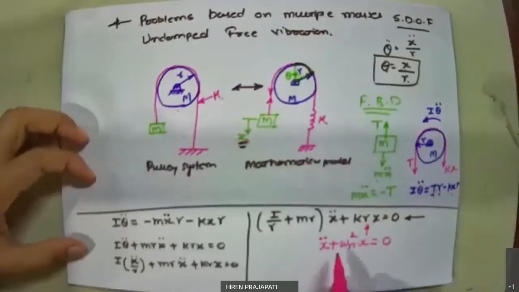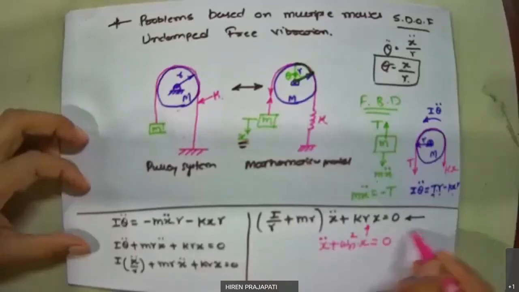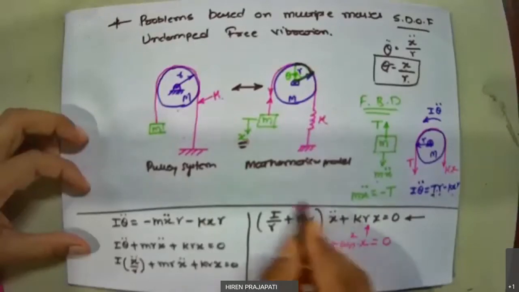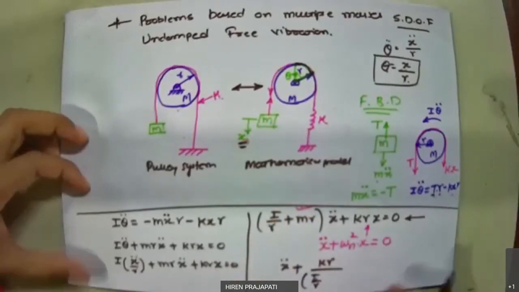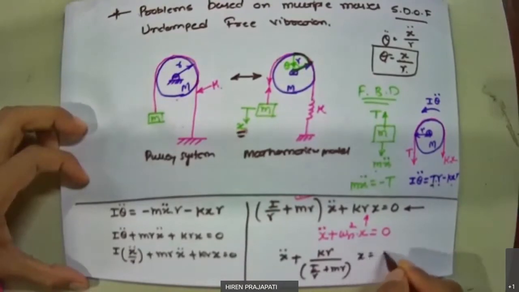Now we want to write this equation in simple harmonic motion form. So as per the simple harmonic motion equation, the coefficient of acceleration is 1. Now here, this is a whole bracket, so what do we need to do? We need to divide this entire equation by this bracket. Yes, sir. Okay, so our next equation will be x double dot plus kr, we have divided by the whole bracket, then I by r plus mr, into x is equal to 0.